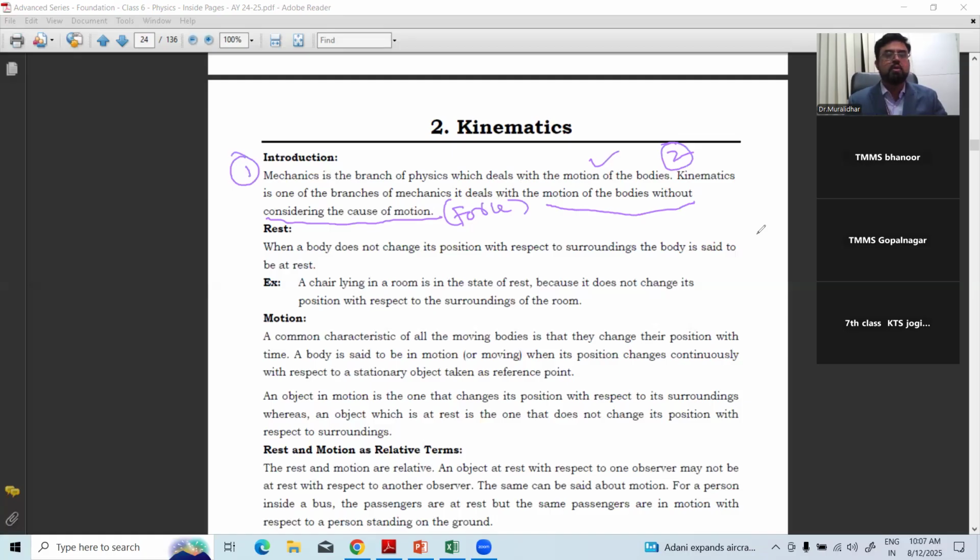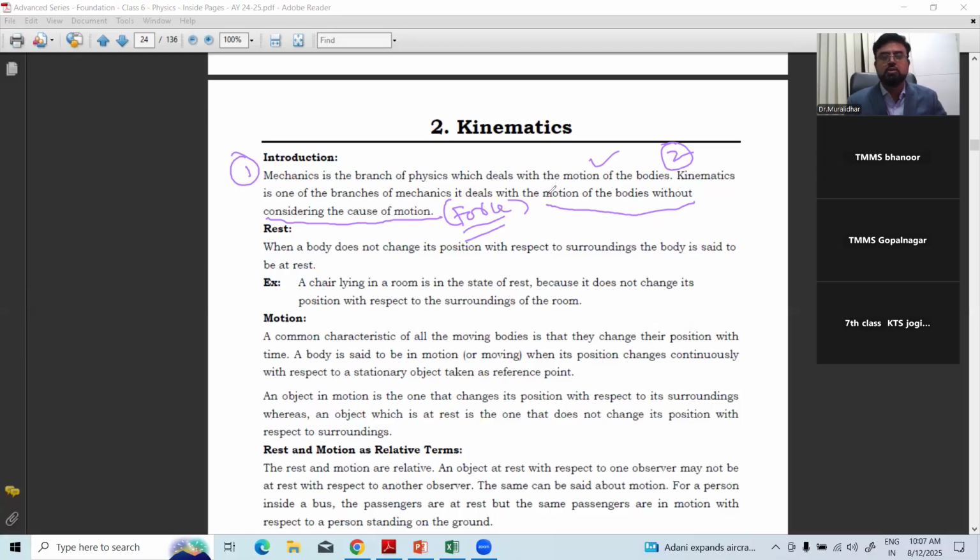Note down first: mechanics is a branch of physics which deals with the motion of the body. First point, right? Second point: kinematics is one of the branches of mechanics. I told you there are three. It deals with the motion of the bodies without considering the cause of motion. Cause means why the body is moving. We are not considering that. Generally, the body is moving because of force only. So the cause is nothing but force. That is the second point. Right?